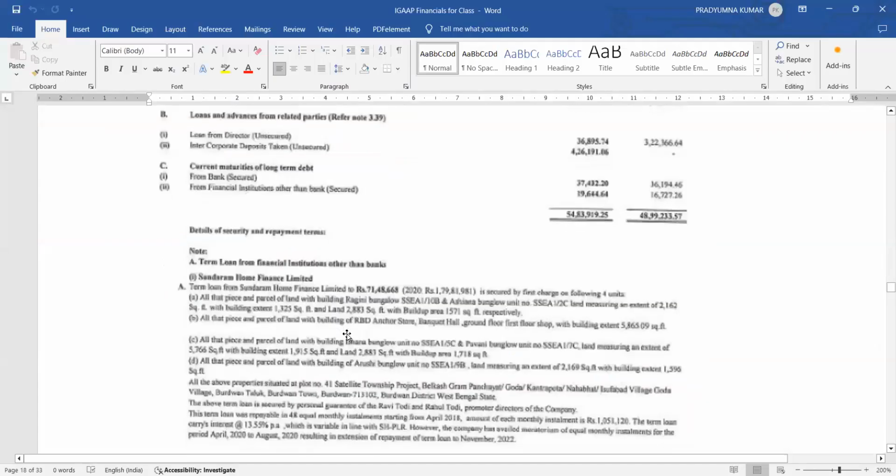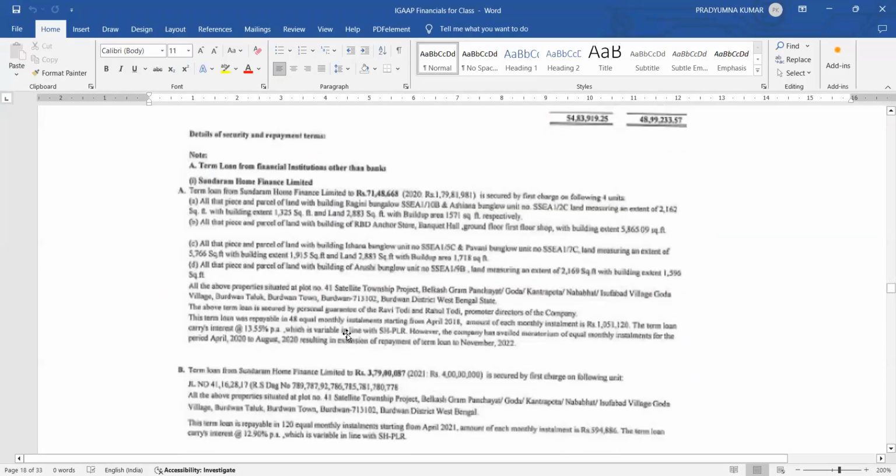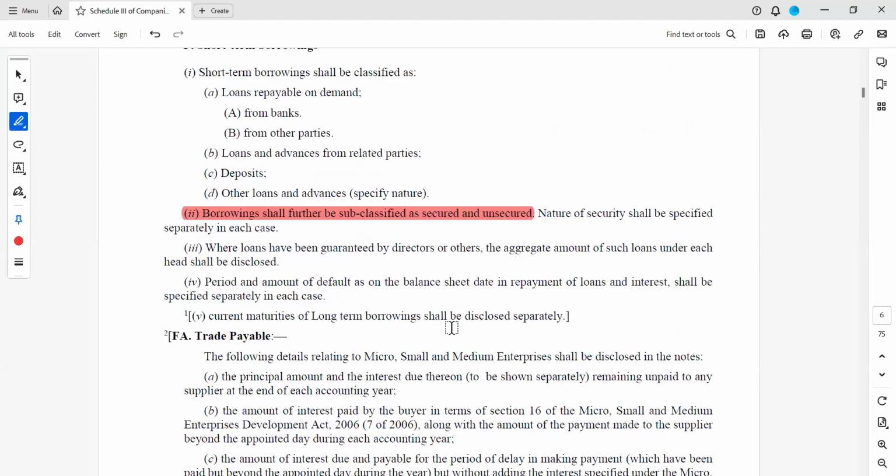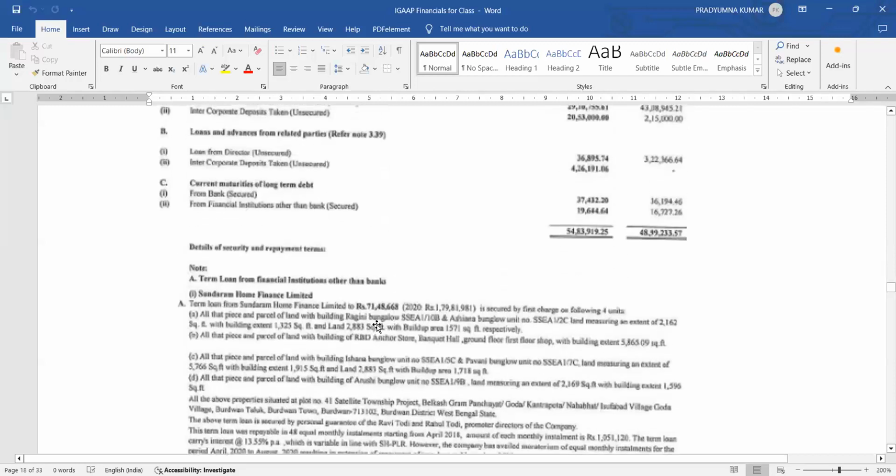See, if you read here, if there is any default in repayment, you are supposed to specify here that so and so installment was delayed for so and so number of days, like that you have to specify here. That is what they are trying to say. Current maturity of long-term borrowing shall be shown separately. See, we have discussed this regarding current maturities. That is what they have mentioned here.